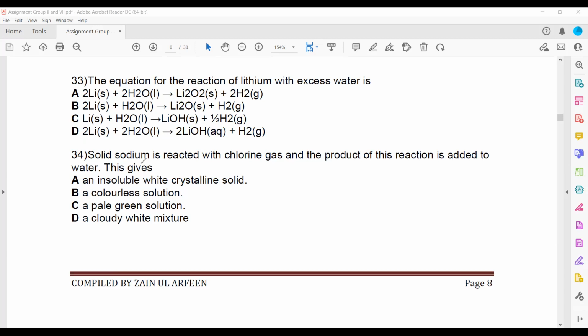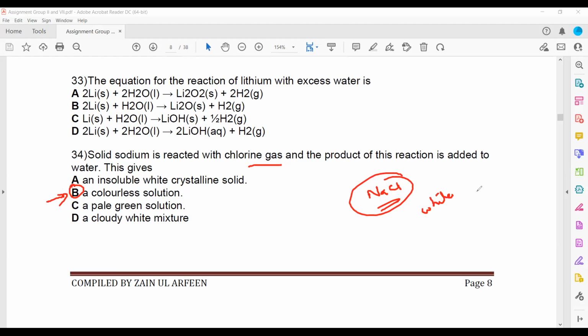Then the next one: solid sodium reacts with chlorine, and the product of this reaction is added to water. So it will form sodium chloride, and sodium chloride is a soluble salt, like most chlorides are soluble, except silver, mercury, and lead. So if it's a soluble salt, then what is the appearance? It will be colorless, because group 1, 2, 3 compounds are white solids.